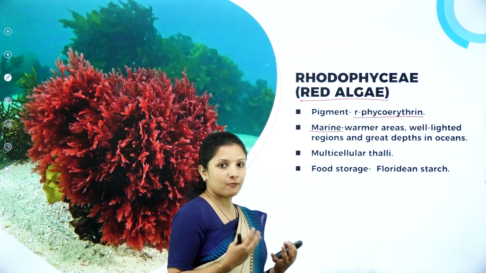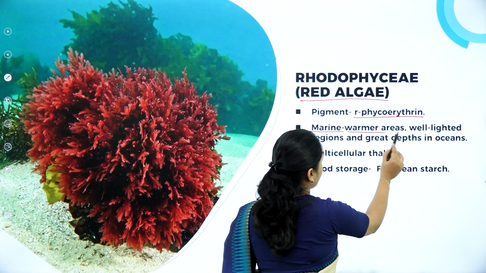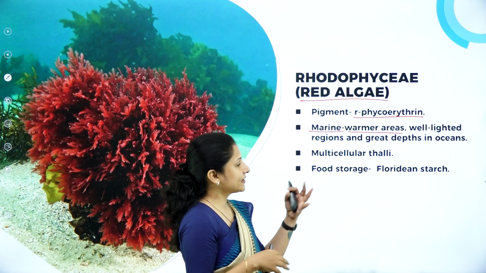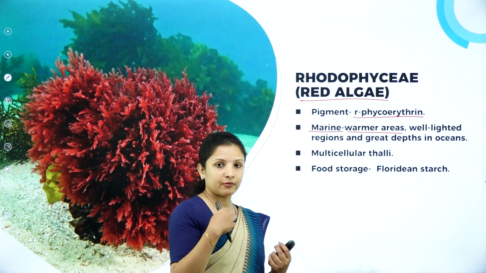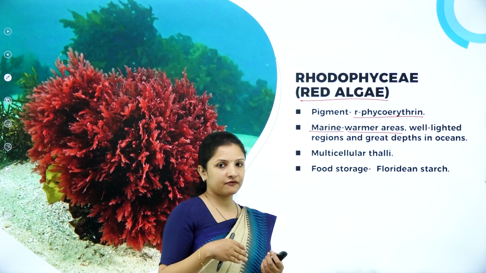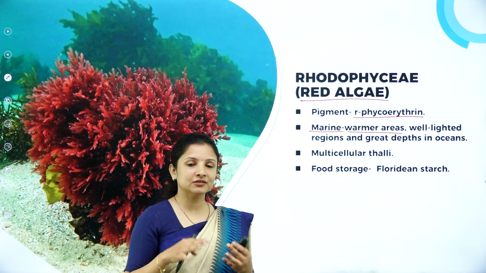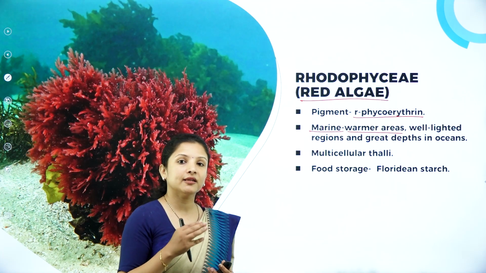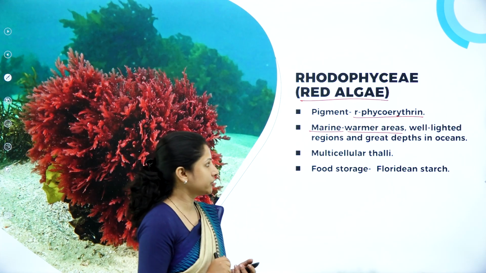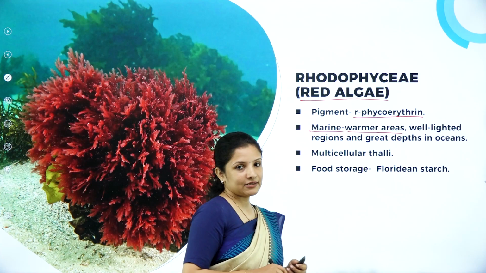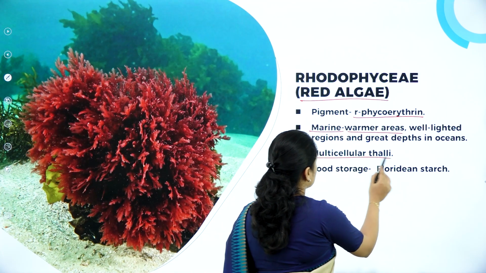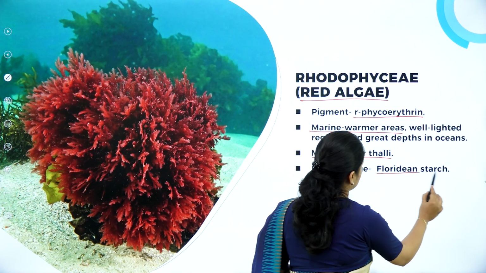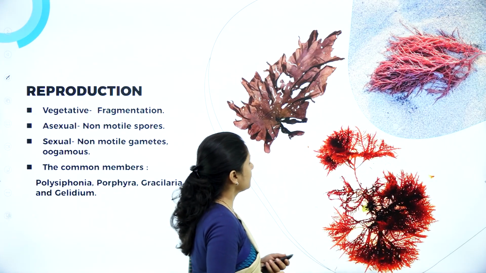Wherever there are warm waters, you can find them, and also in the banks wherever it is well lighted, where enough sunlight is there. Also you can find them in deep oceans, where the light is a little bit less, not in complete darkness. Their thallus is multicellular, and the food is usually stored in the form of Floridean starch. So this is about Rhodophyceae.